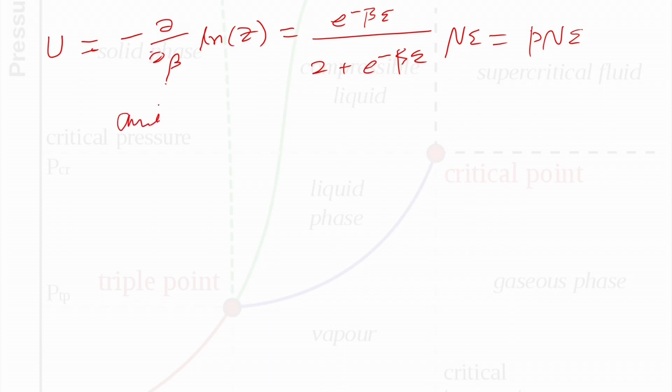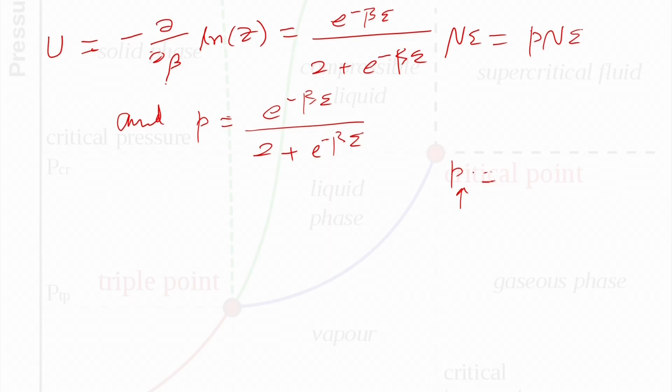And p is e raised to minus beta epsilon over 2 plus e raised to minus beta epsilon. So, this is the probability for a molecule to remain upright. You see that there are 3 possibilities. The molecule being upright is this, so I can put a p upright there. But then there is also the p flat.